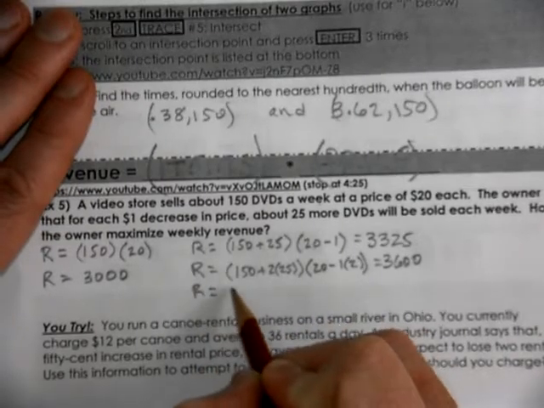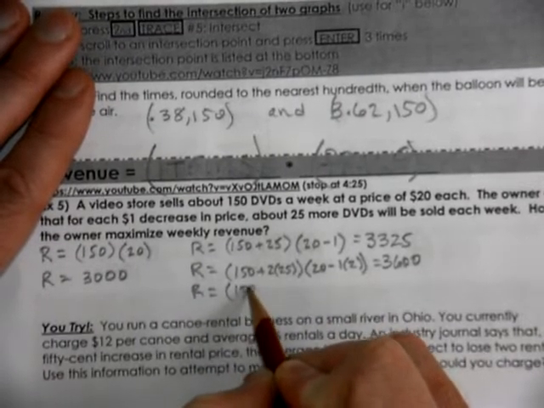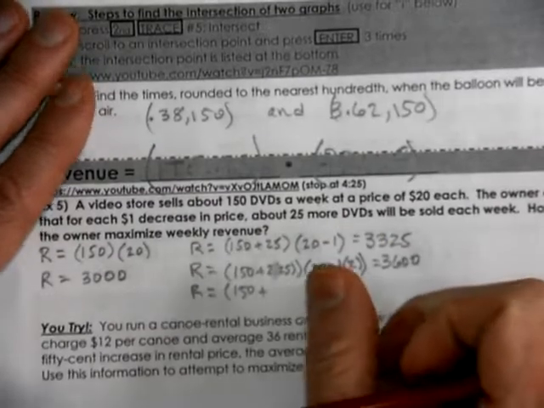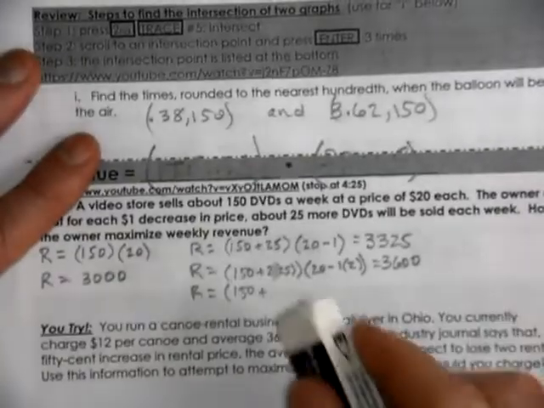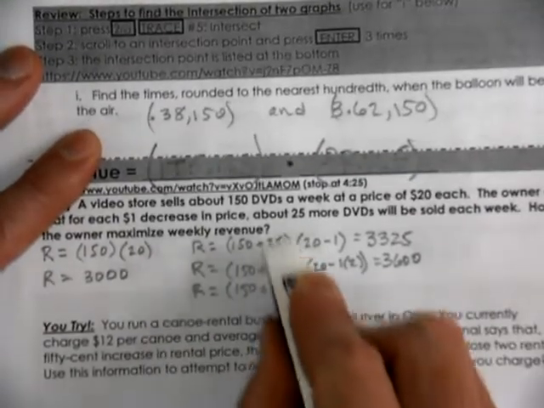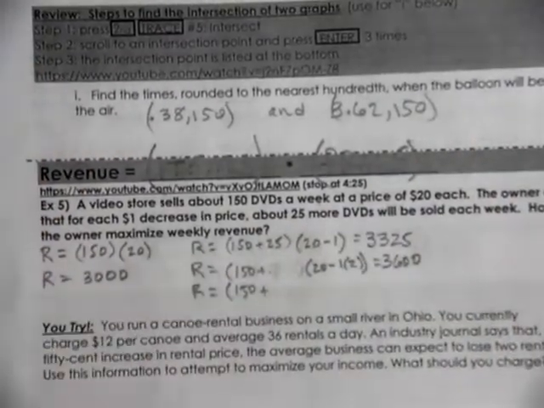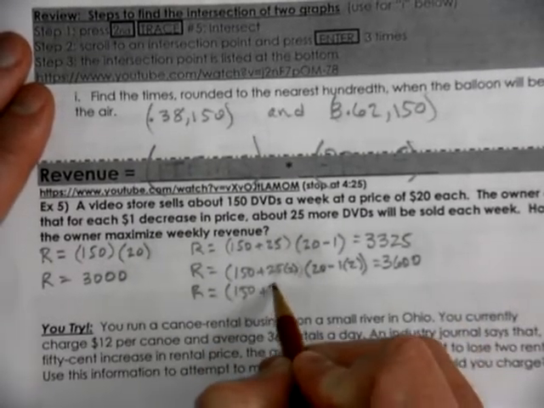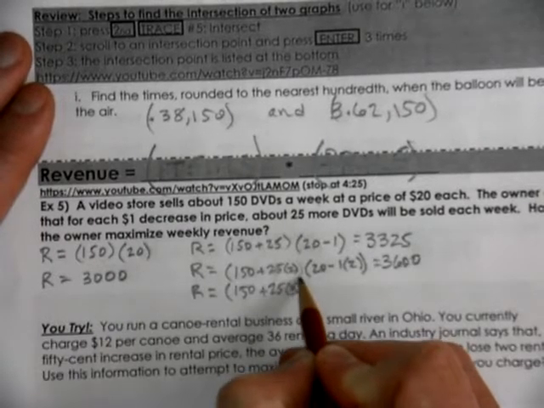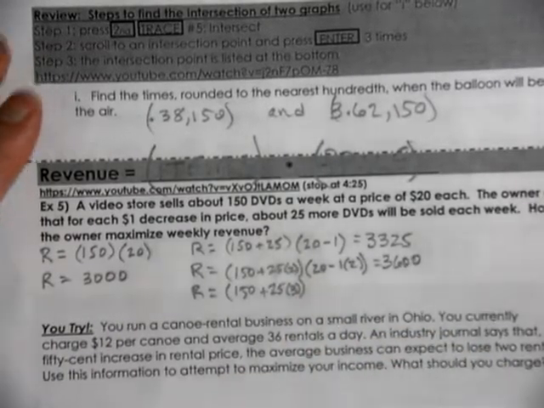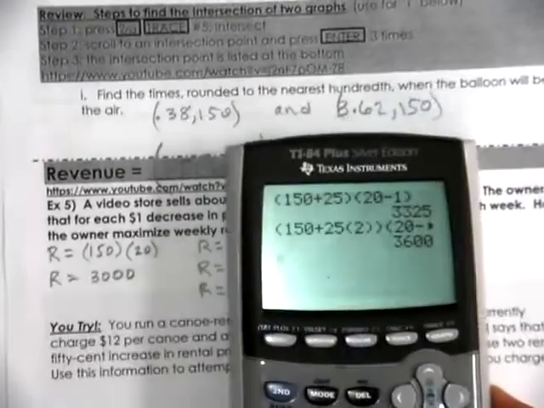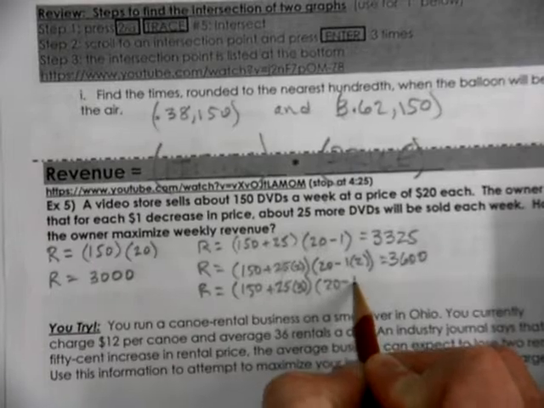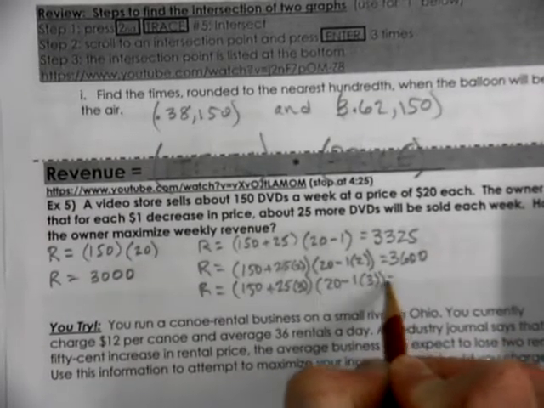So let's try it again. So we have 150 plus our $25. Let's rewrite that. I kind of like the way I typed it in the calculator better. 25 a second time, and now we have 25 a third time. Now some of you are thinking, why don't we just put in 75? Okay, and then we're going to do $20 minus $1 3 times.